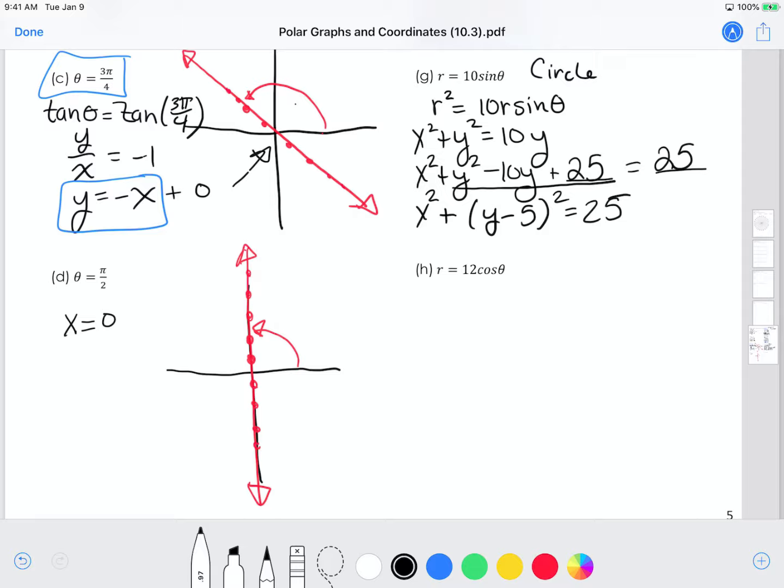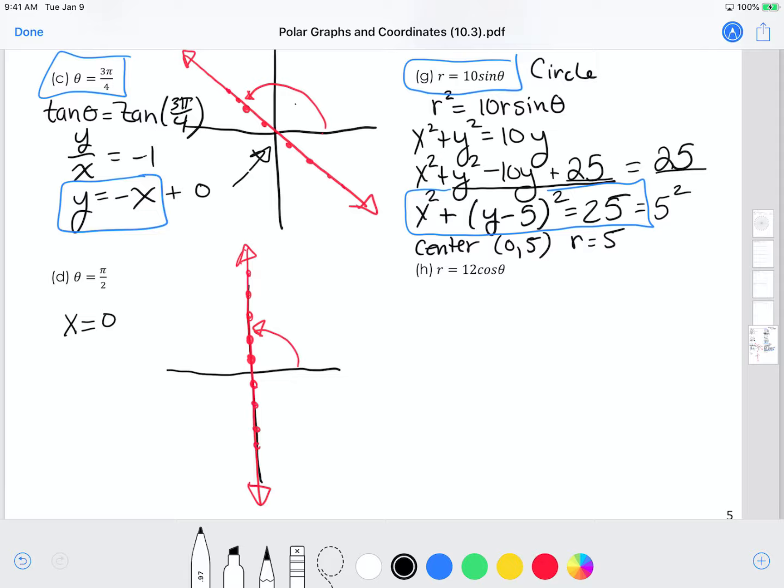So now I can see that this is a circle with the center 0, 5 and a radius of 5, because this is equal to 5 squared. That's your r squared. So if I were to graph this, and I were to graph this, I would get the same picture, a circle with a radius of 5, but the center has been shifted from 0, 0 to 0, 5. Okay, let's do another one like that in part H to practice.